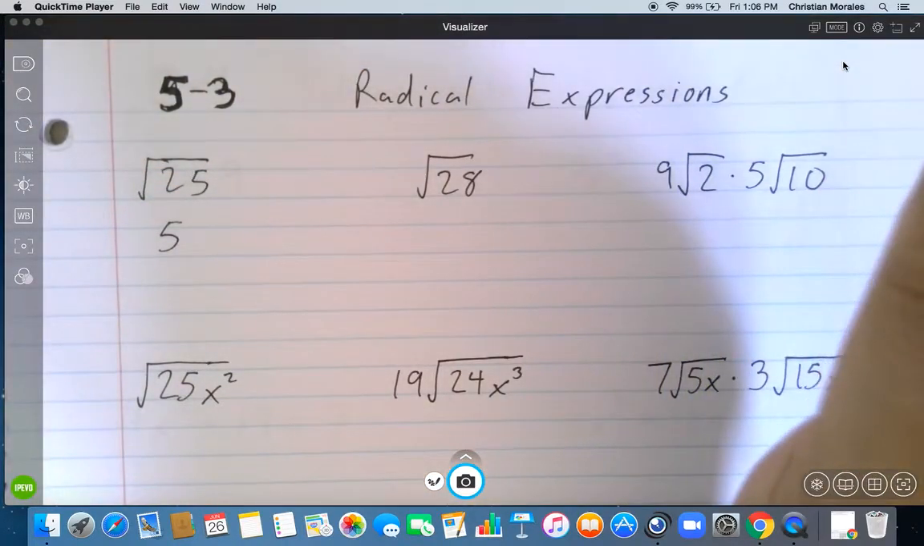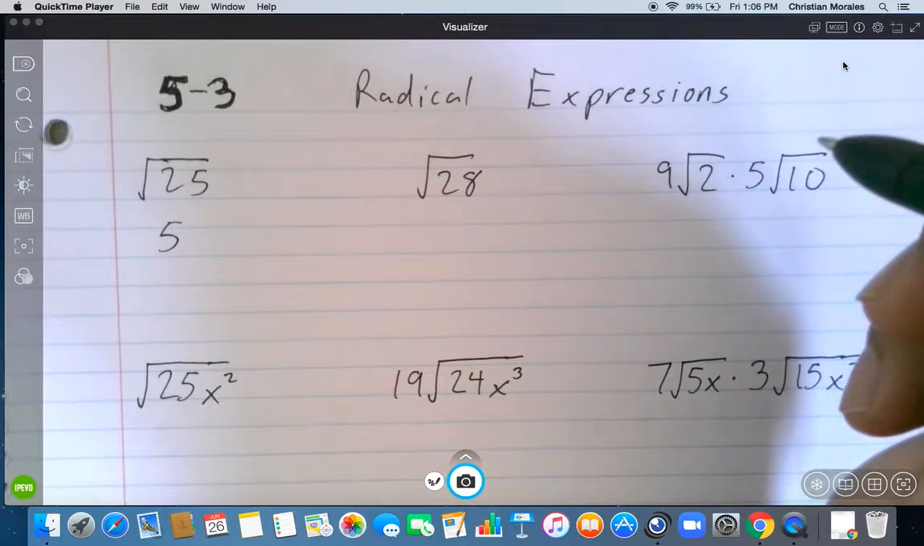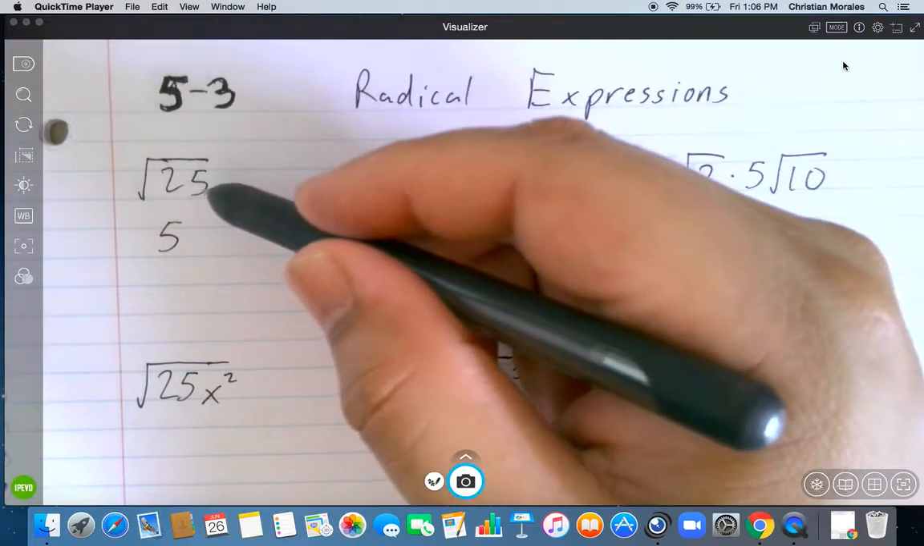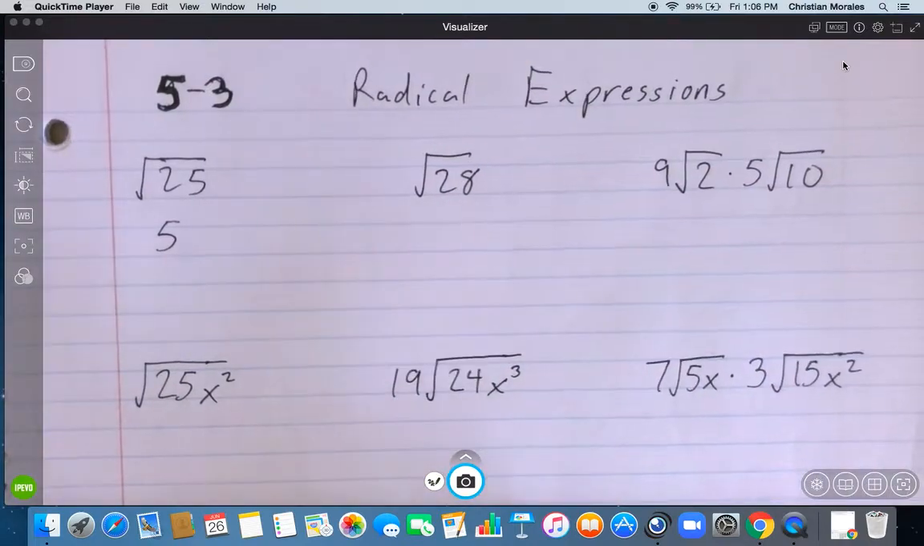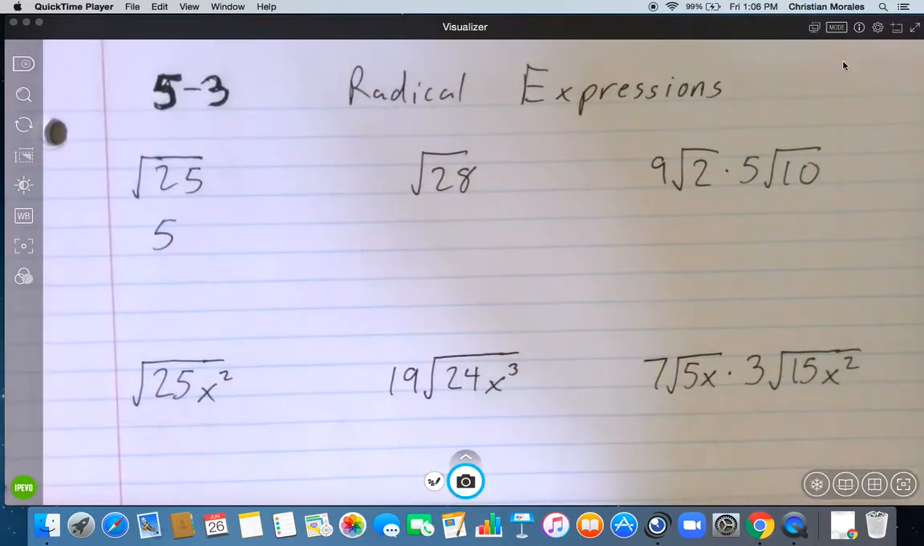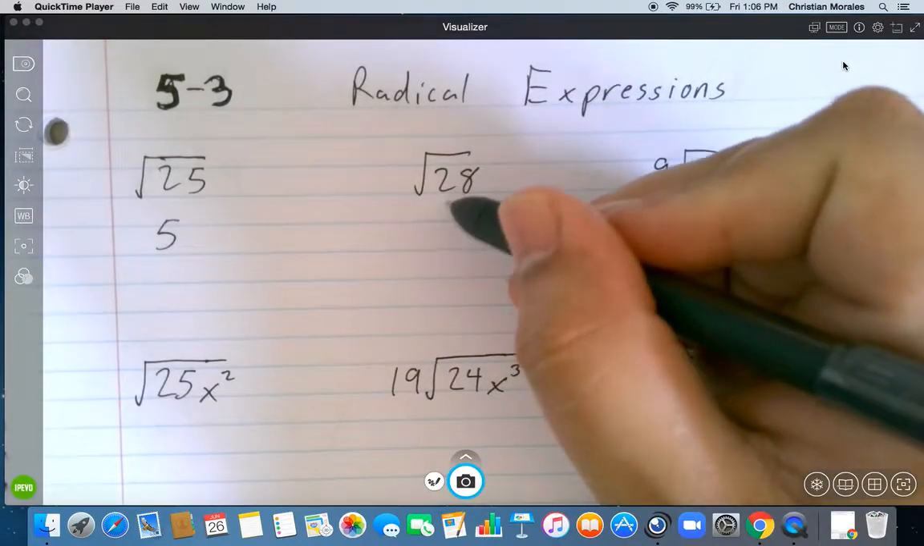Now, that is only when the number is a perfect square. If you notice, we have other numbers that are not perfect squares. So when we do that, we have to factor them out. So let me show you how to do it with 28. 28 doesn't have a square root.